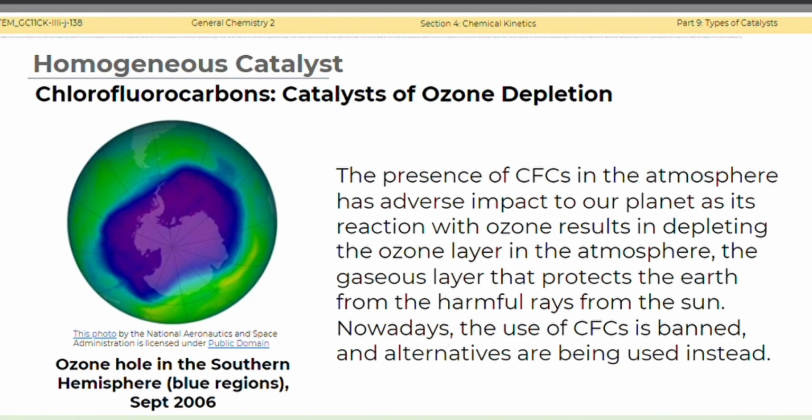The presence of CFCs in the atmosphere has an adverse impact on our planet as its reaction with ozone results in depleting the ozone layer, which is the gaseous layer that protects the Earth from the harmful rays from the sun. Nowadays, the use of CFCs is banned, and alternatives are being used instead.